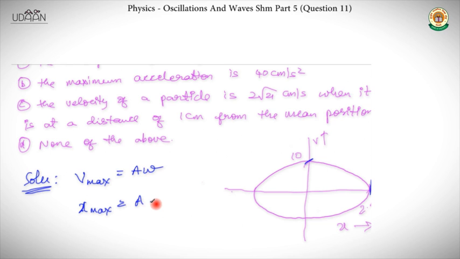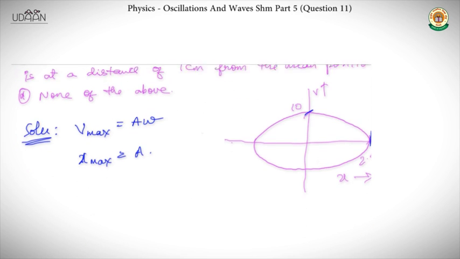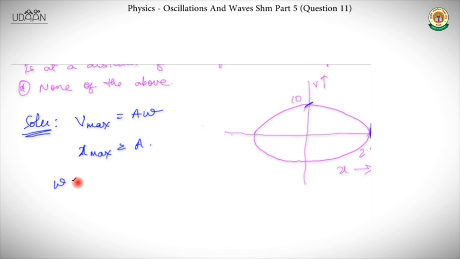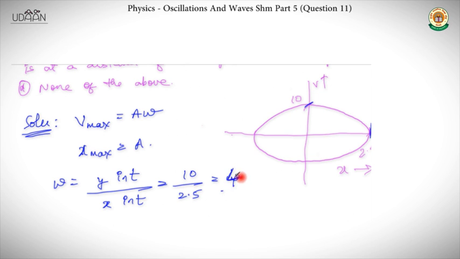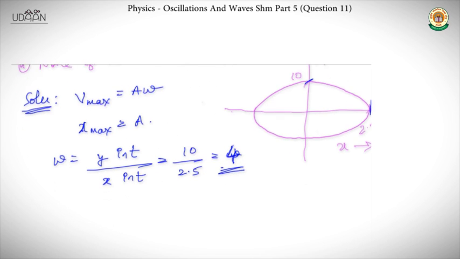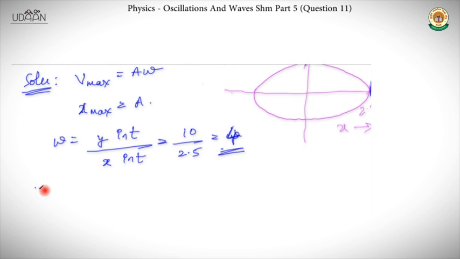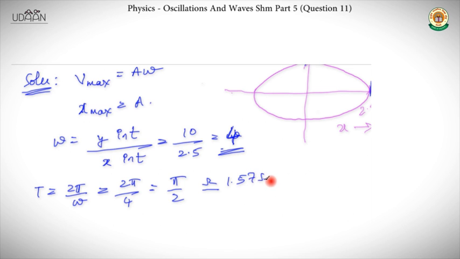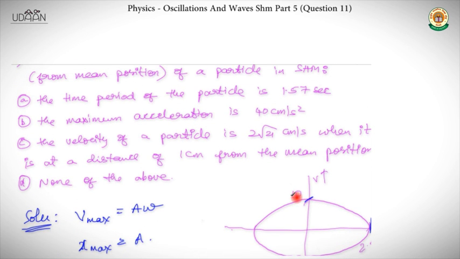So when you divide Vmax by the amplitude, you get omega. So omega is equal to the y-intercept, 10, by the x-intercept, 2.5. So we get 10 by 2.5, which is 4. So with this omega we can find out the time period. Time period is nothing but 2 pi by omega, so 2 pi by 4, which is pi by 2, approximately equal to 1.57 seconds. Interesting. So the first statement is correct, wherein it says the time period of the particle is 1.57 seconds.